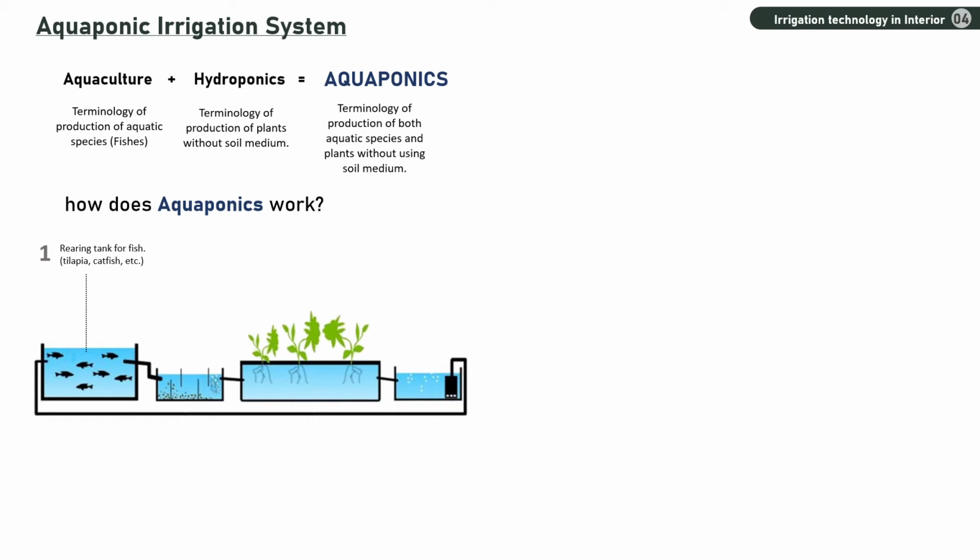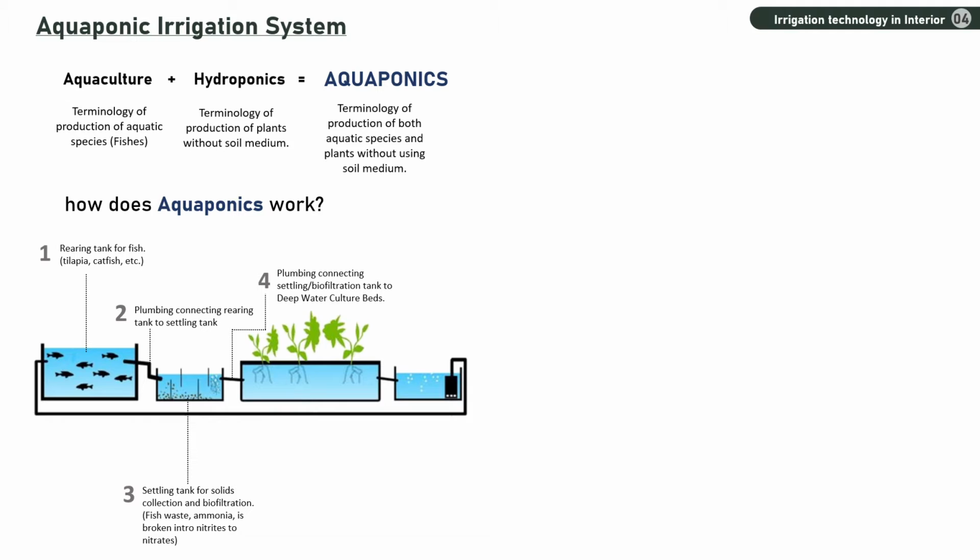So the first step is we have a rearing tank for fish. It can be tilapia, catfish, etc. In this step, fish are fed fish meals and produce ammonia-rich waste. The second step, as you can see here, we have the plumbing connecting the rearing tank to a settling tank. Third, we have here the settling tank for solid collection and biofiltration. The ammonia breaks down in this process, turning nitrites to nitrates, and plants take the converted nitrate as nutrients.